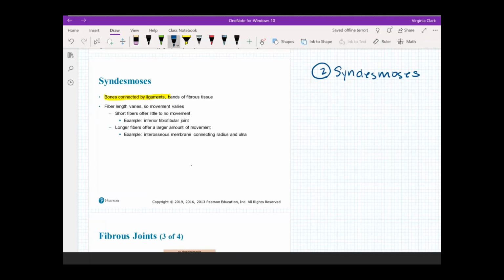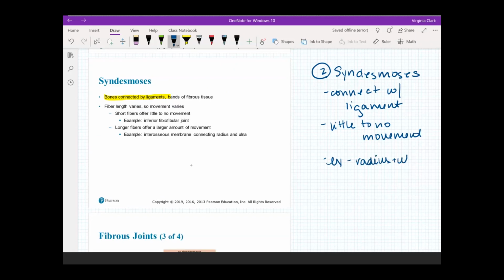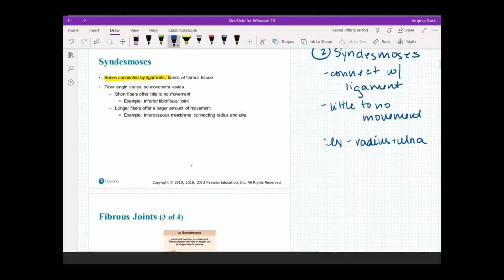So this is also an example of a fibrous joint, so there's no joint cavity. So this example is going to be found in areas where there's going to be little or no movement. So they are connected with a ligament, and that ligament is going to allow for little to no movement. So with these joints, an example of this type is going to be the joints that are areas where we need a little bit, but we actually don't need a lot of movement. So when you have your radius connected to your ulna, that is an example of a syndesmosis.